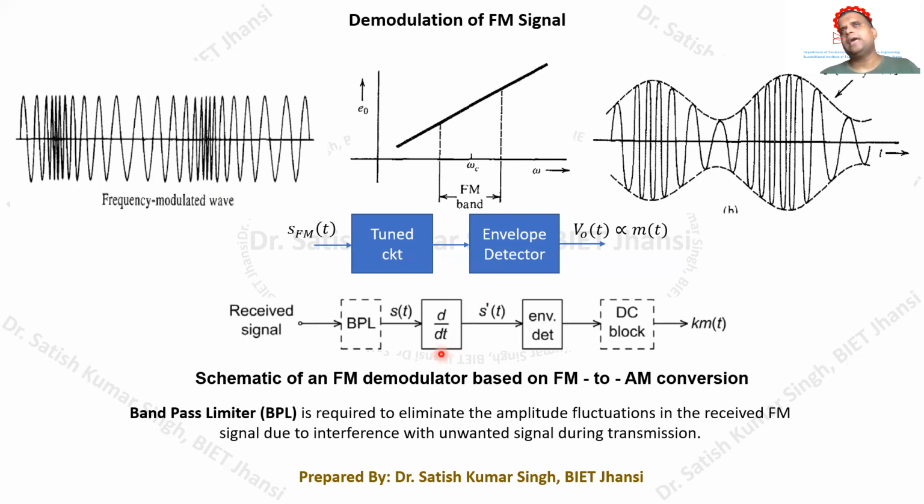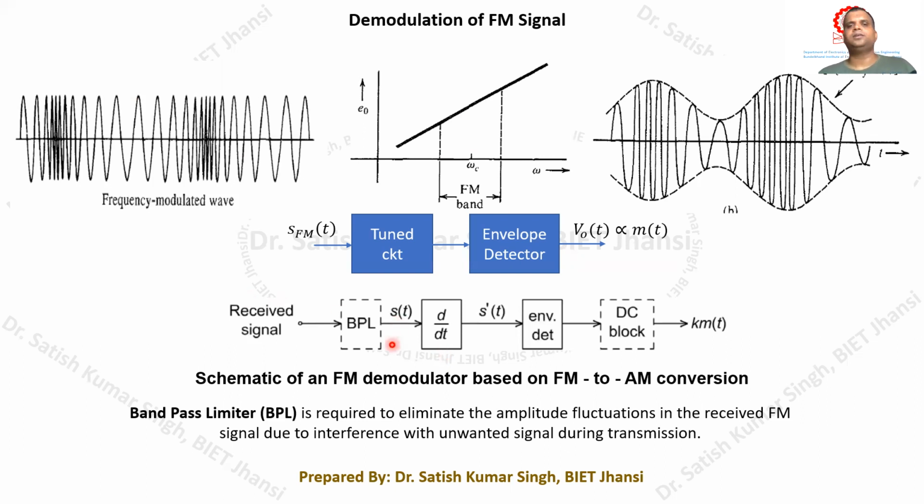At present, I'm not talking about the details of the band pass limiter, how it eliminates those variations. We are not going to talk about that in this discussion. Whenever it is necessary, I will discuss what the circuitry for the band pass limiter should be. For this discussion, please understand the use of the band pass limiter: it eliminates the fluctuations of the amplitude received in the FM signal. After removing them, the amplitude will remain constant.